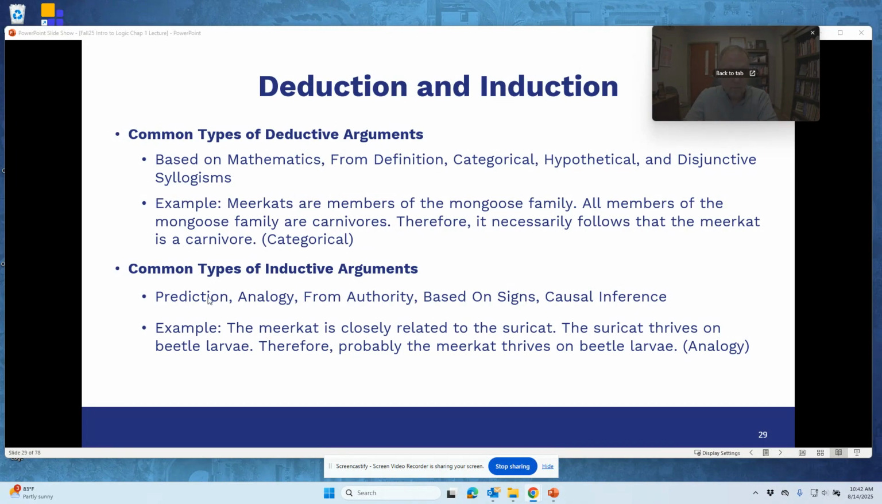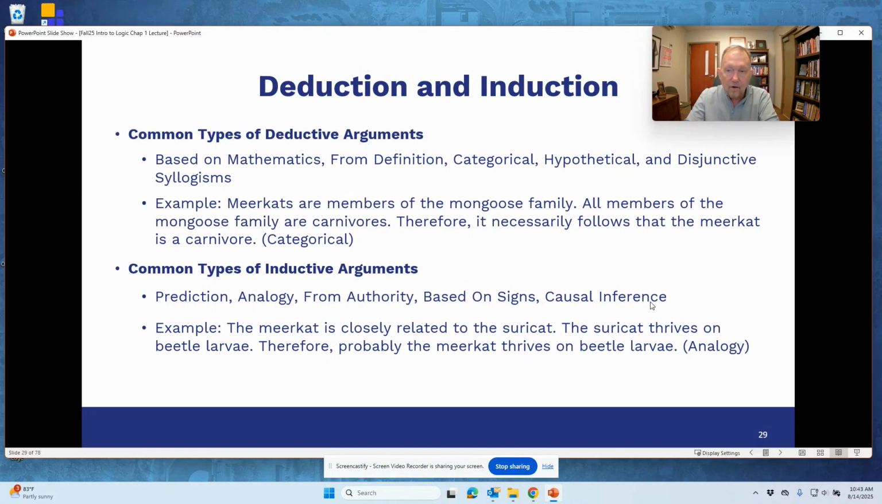Under inductive arguments, we have predictive, analogy, authority, so this is someone who is recognized as an authority making a claim, or a book recognized as authoritative, that sort of thing, based on signs, and causal inferences. These are all, well, they're just squishier, right? They're squishier because they are not out of categories. They're not elements that are fixed in fact.